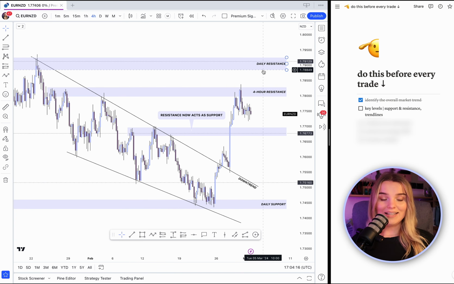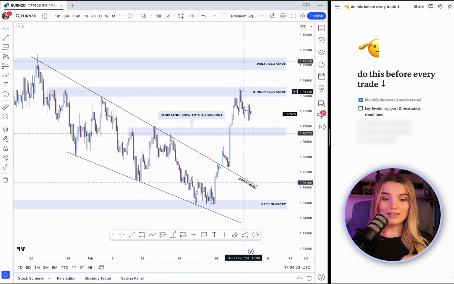Okay, so right at the top we have daily resistance, and this is where the price has repeatedly failed to break through, indicating a strong selling pressure. Moving down, we have the 4-hour resistance level just over here, because we see these multiple rejections of this level, once again indicating strong selling pressure, and the buyers were not able to break through.